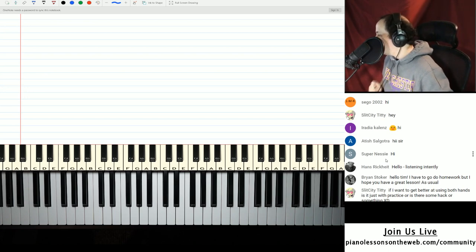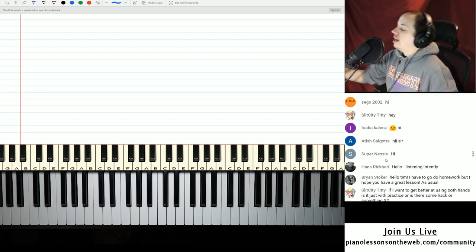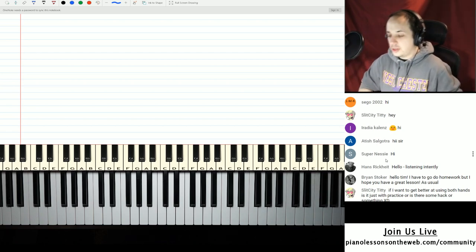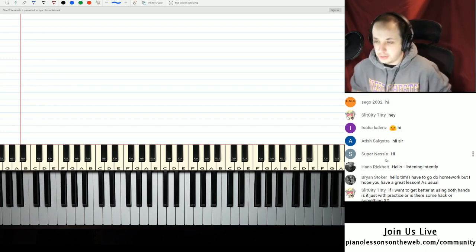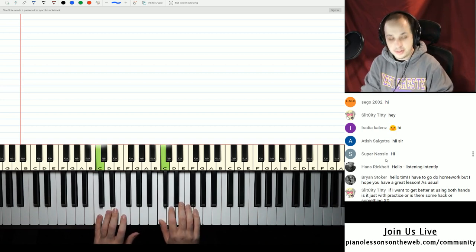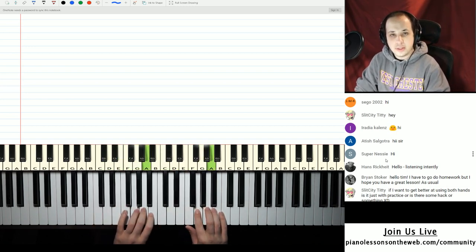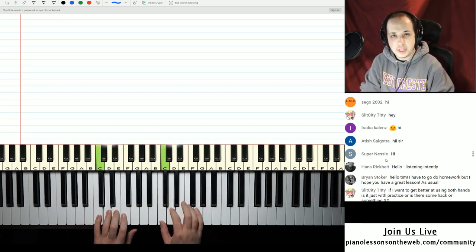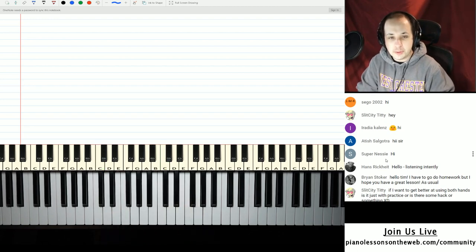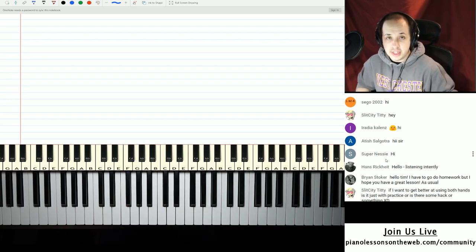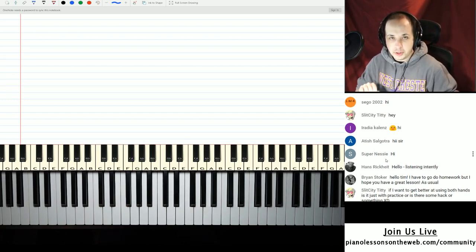Let's see here. Okay, so if you want to get better at playing with both hands, here's the thing: you want to play slowly when you first put something hands together, but you also want to be practicing things like scales, because these really help with coordination. They're very simple, a little bit too simple in most cases, although some of them get pretty fancy. They will really help you develop your proper fingering and hand coordination. I would start with that.